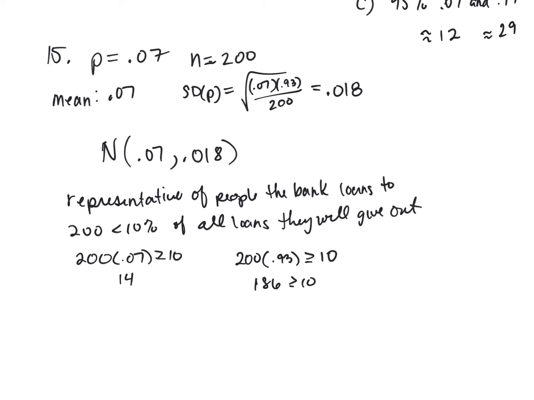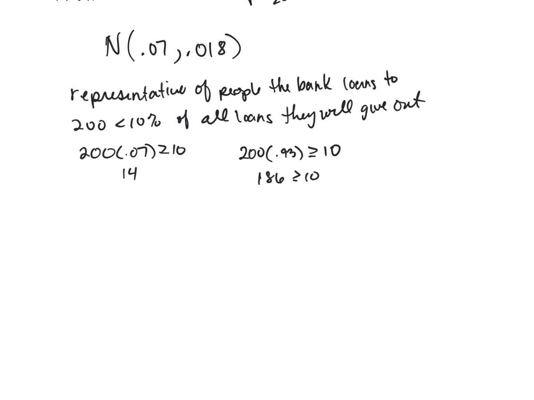So we have the assumptions of independence and sample size large enough, and then we use the conditions to check to see if it's reasonable to say, yes, we're going to assume independence. Yes, we're going to assume the sample size is large enough. So yes, those conditions are met.